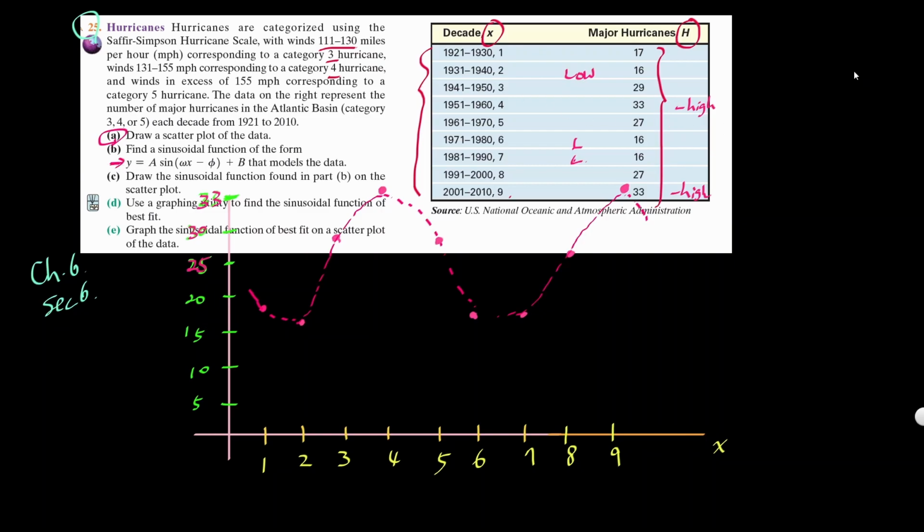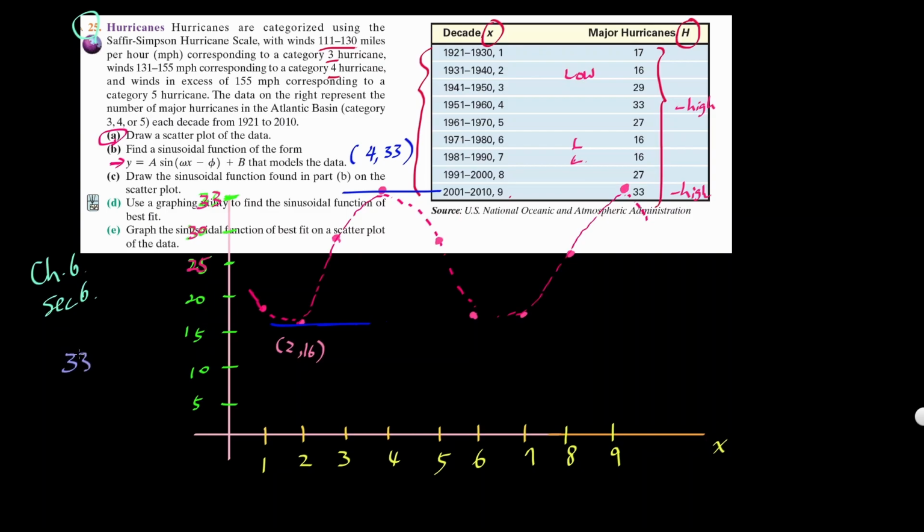Okay, let's see. So how are you going to find the equation? Well, we could find the lowest point. In this case, it's 2 comma 16. That's our lowest point. Over here on the top, that would be 4 comma 33. So we could use the high peak here and the lowest trough here to figure out where the midline will be.